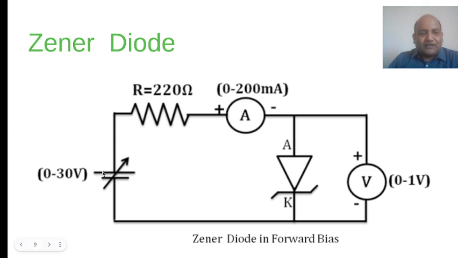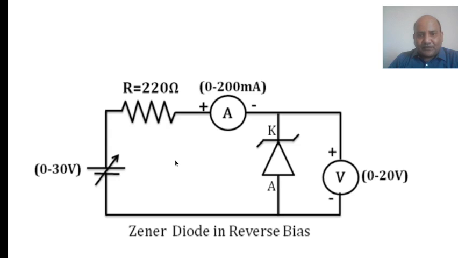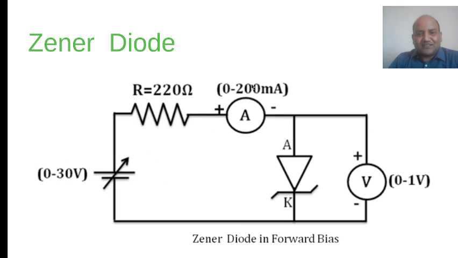Here again you connect the positive polarity to the anode, and the negative terminal to the cathode. This is a forward bias connection of your zener diode. In this circuit, your diode behaves as a normal diode and gives you a normal characteristic of a diode. There is no difference between the experiment you performed just before and just now.